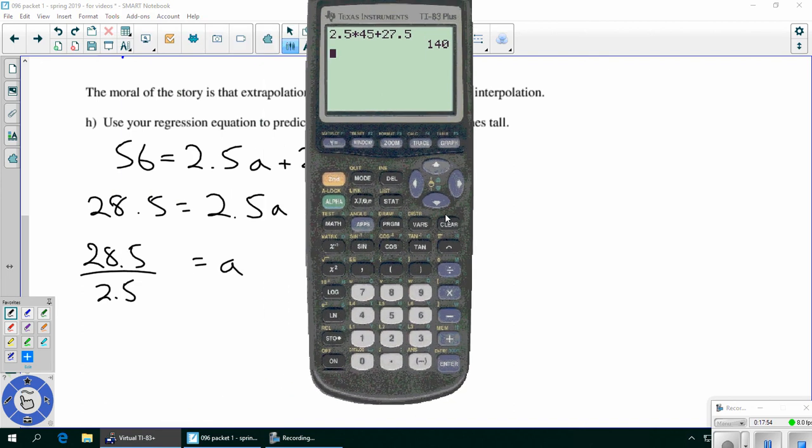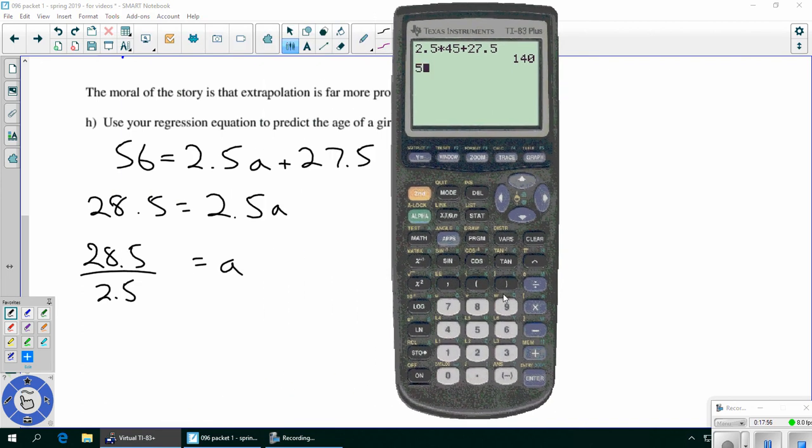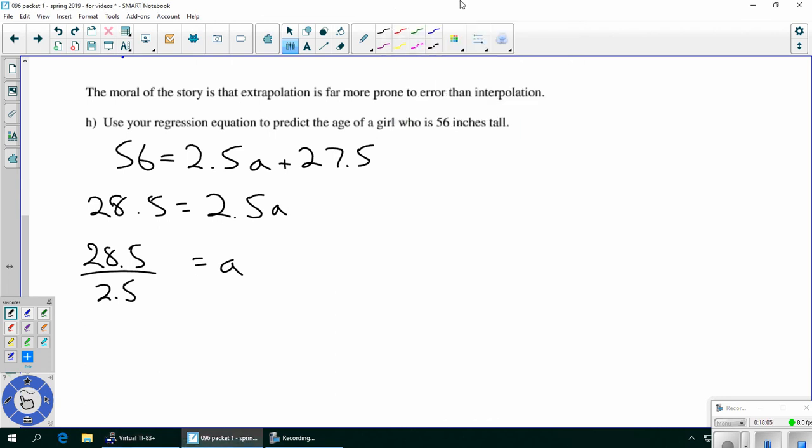Okay, and I know this is silly, but I'm just going to check my subtraction real quick. 56 minus 27.5, and then we divide that by the 2.5. So 11.4. 11.4 what? Inches? No, this is an age. This is years. So if you have someone who's 56 inches tall, your estimate is that they are 11.4 years old.